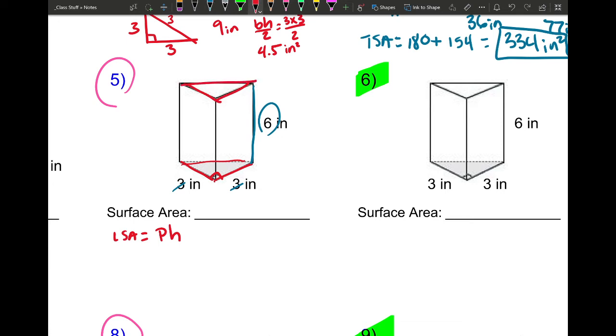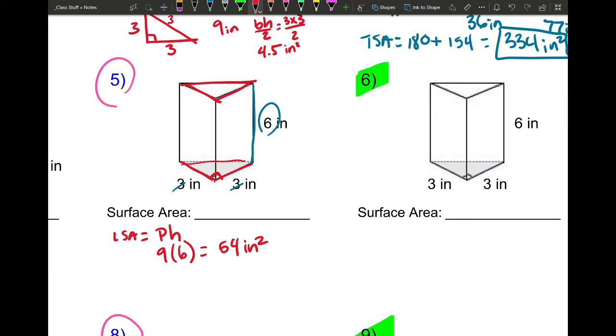We covered this in 7th grade, right? My height is the distance between the 2 bases. So we're just gonna multiply that. So the perimeter is 9, and the height is 6. 9 times 6 is 54 inches squared.